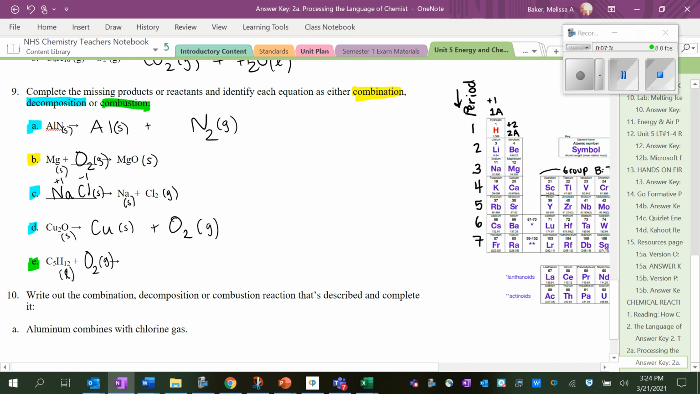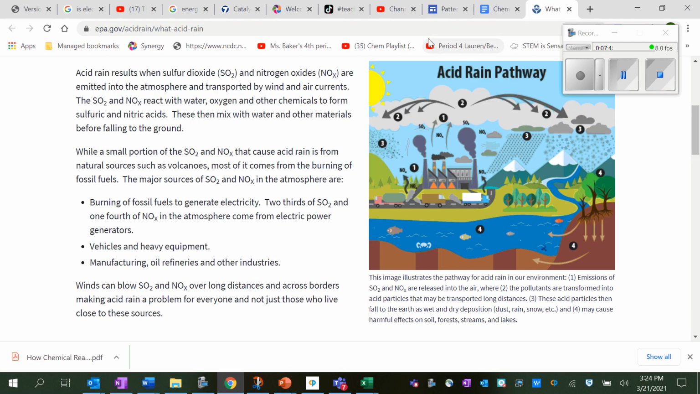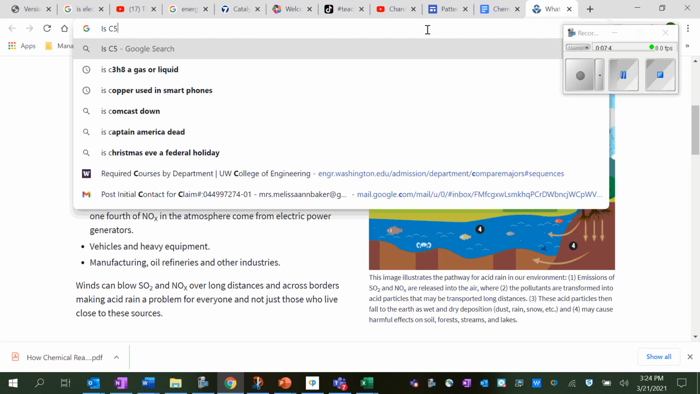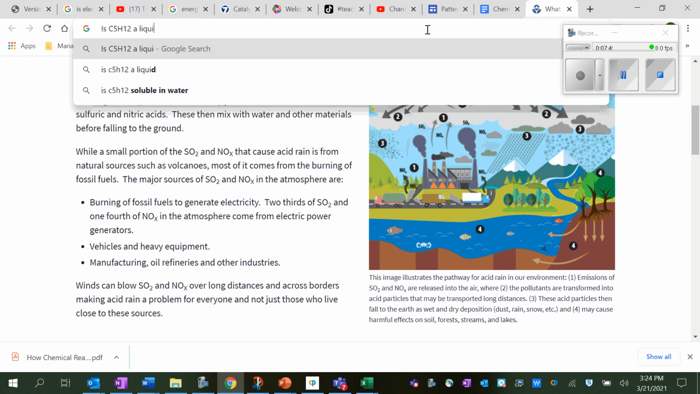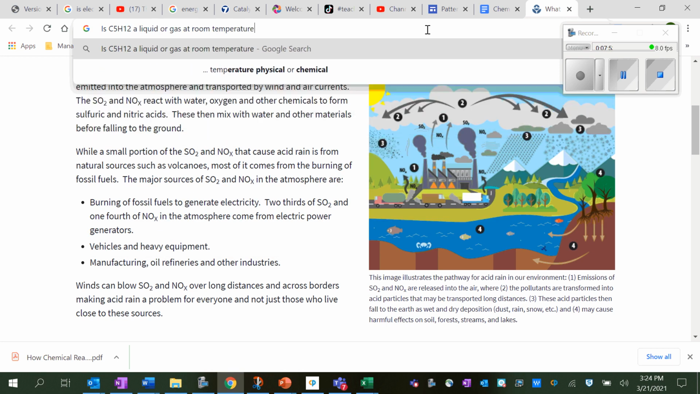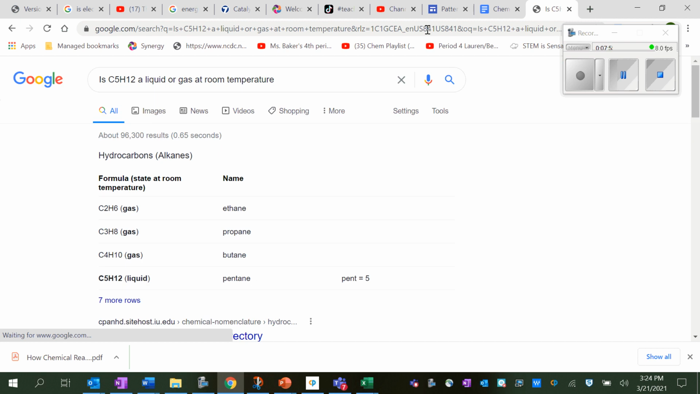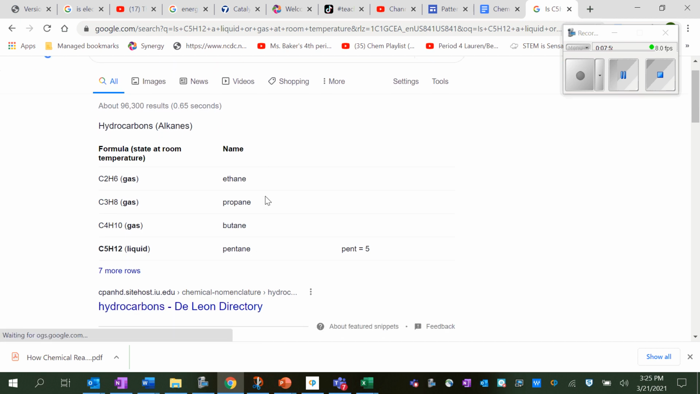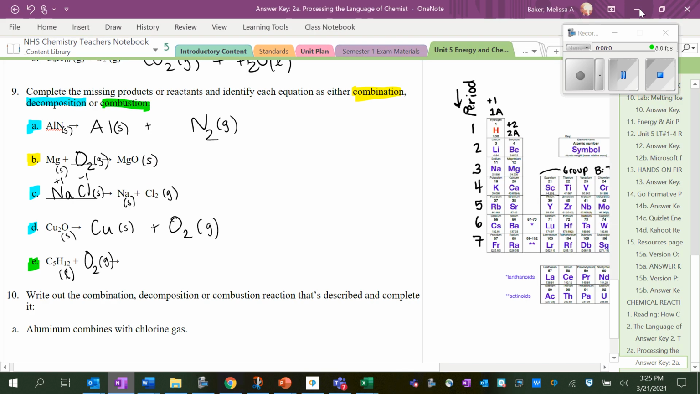This is a liquid, pentane. How would you know that? You could Google that. That's a tricky one. Is C5H12 a liquid or gas at room temperature? It's a liquid. So I guessed right. And then, of course, this makes CO2 plus H2O.